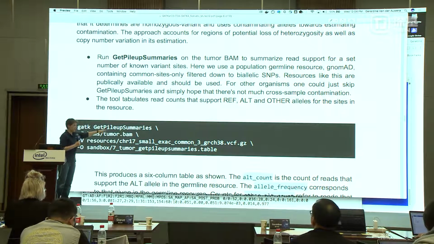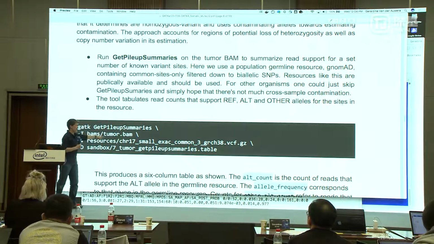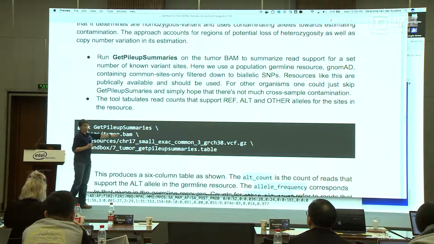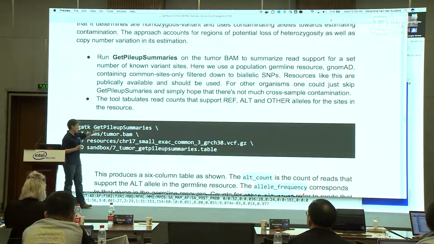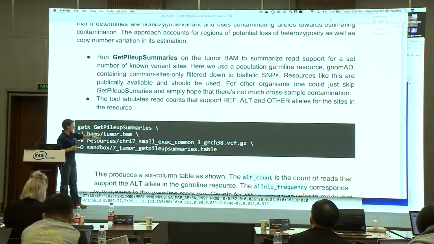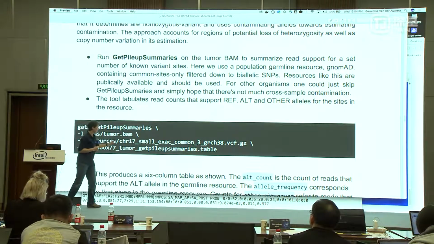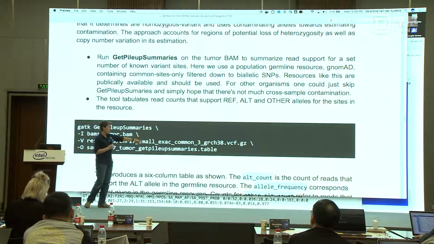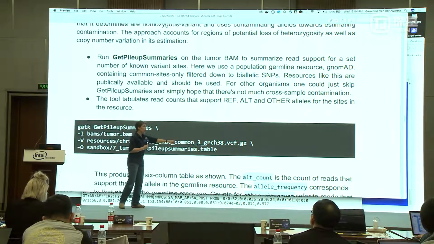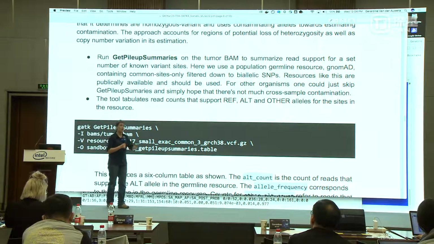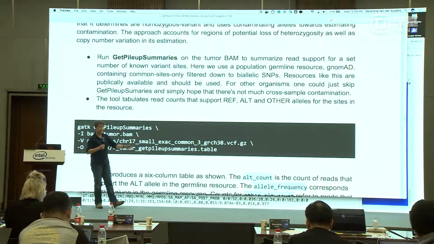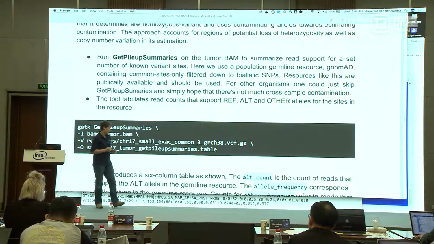Okay, so the way it's going to work is we're going to run this tool. It's called GetPileupSummaries. We're going to run that on our tumor BAM. So we're not running this on the filtered file, we're going back to the original BAM file and running on that. And we can do that in parallel to the other process that we do. And what's going to happen here is that we're going to look at a subset of sites from our population resource. Specifically, we're looking at common sites so that we don't have to look at too many sites.